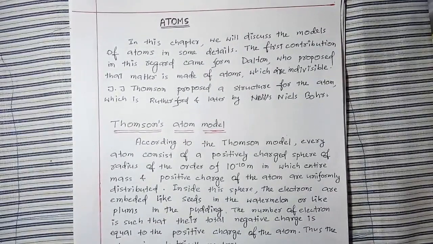All of you are familiar with the watermelon. I will not talk about the pudding, but all of you are familiar with the watermelon. So you know how these seeds are there inside the watermelon, yes or no? So these seeds we have in the watermelons are what? They are electrons. And the other part inside the watermelon, the red part, that is what? Positive charge.